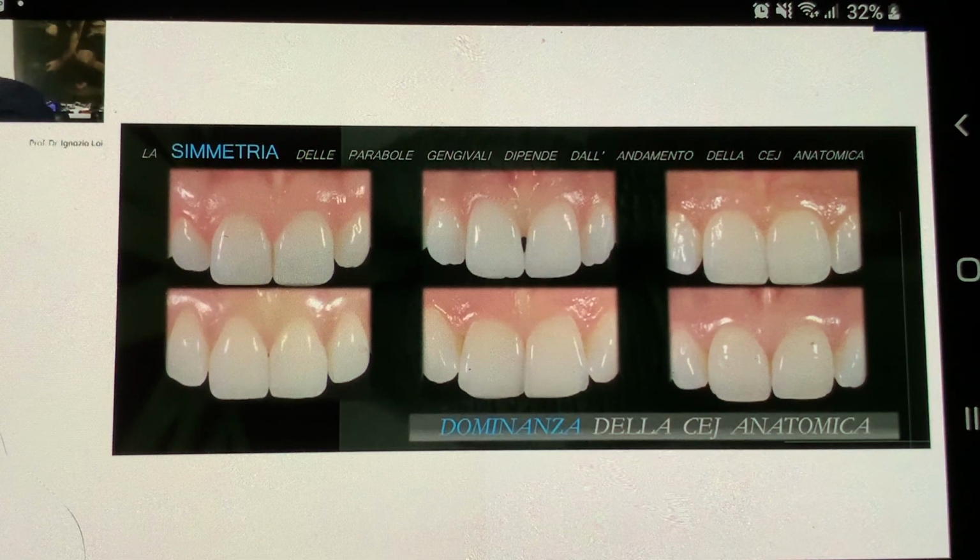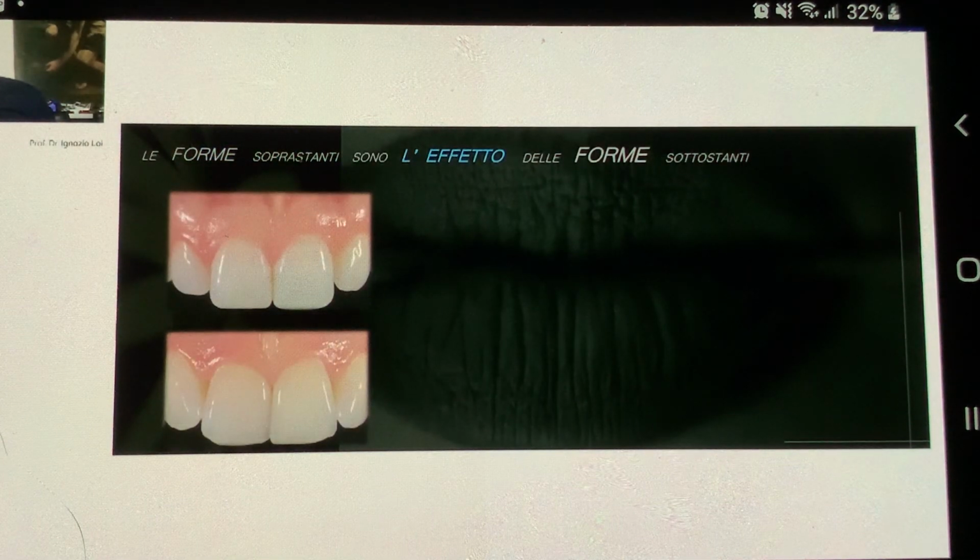So if we preserve with our preparations, so when we did the finish lines, if we preserve the CEJ of the teeth, we are actually preserving the anatomical dominance of these teeth. And therefore, we are preserving the shape of teeth, which will affect the shape of the upper lying parts.